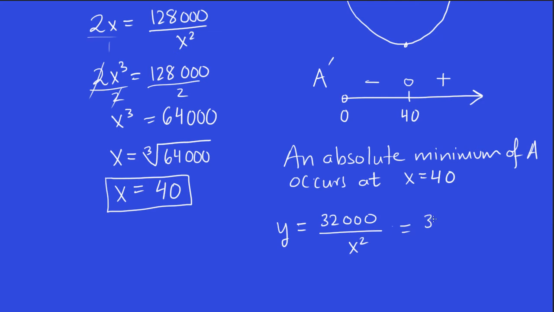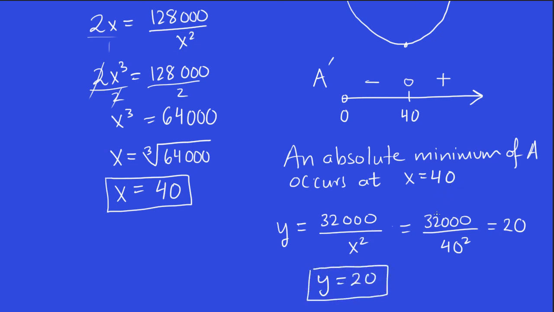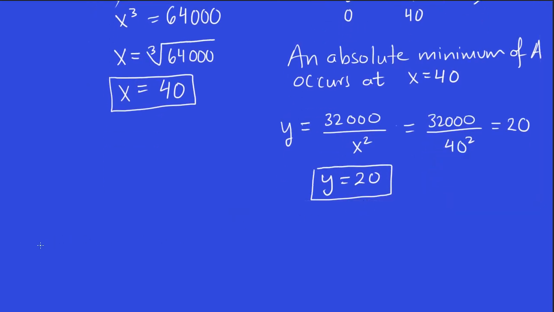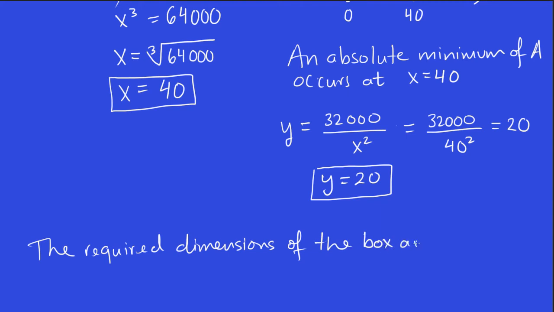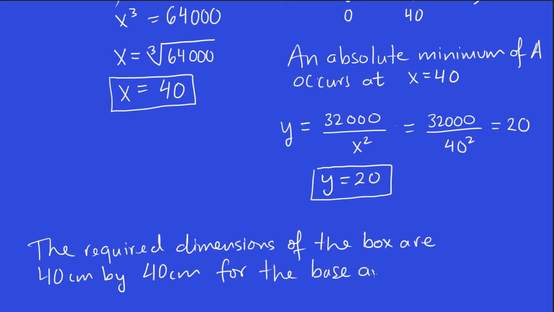When I put in 40 into there, I get 32,000 over 40 squared. Let's see what that is. I type that in my calculator. I get 20. So the height of the box is 20. And we have now found the dimensions of the box that produces the minimum area. Let's write a little sentence. So the required dimensions of the box are 40 centimeters by 40 centimeters for the base. Remember, x was the base, dimensions of the base. And a height of 20. And that would be the answer, okay?